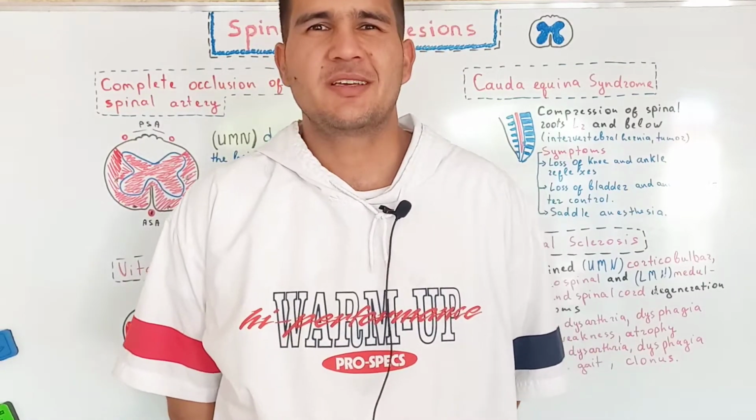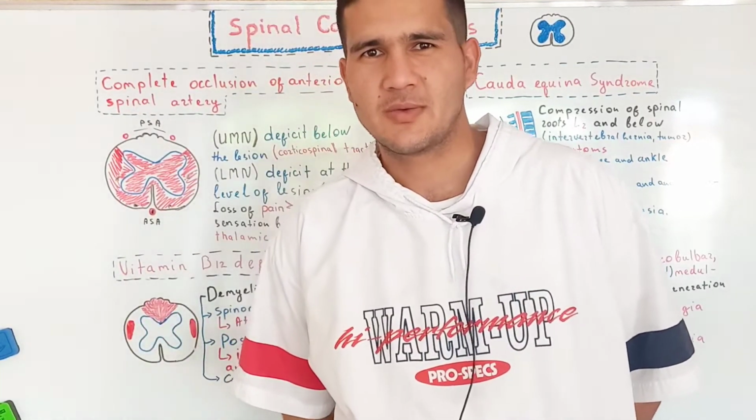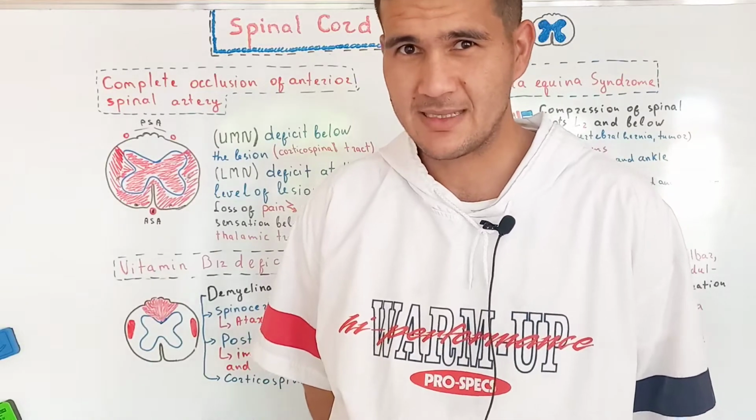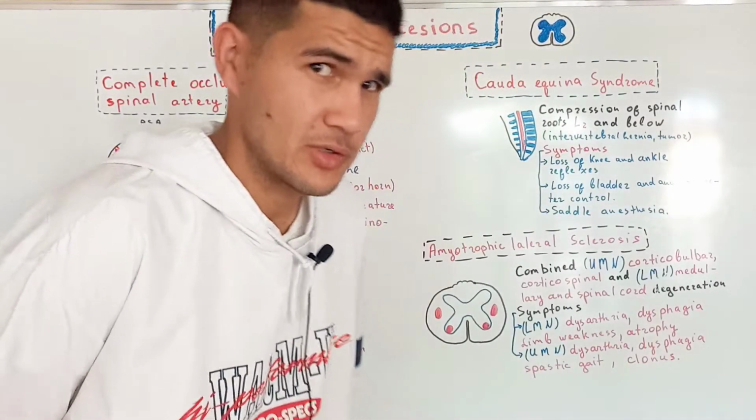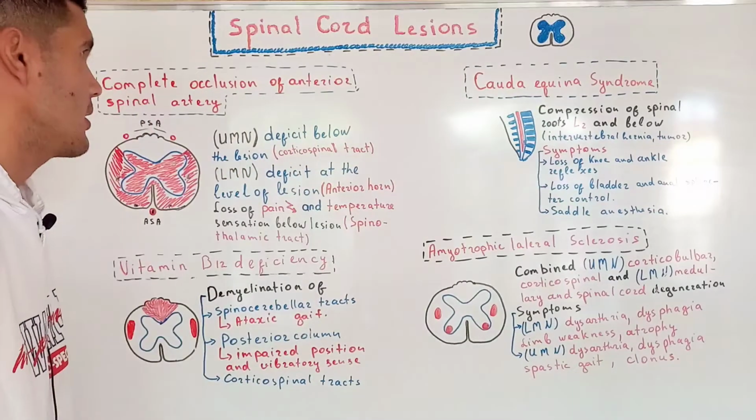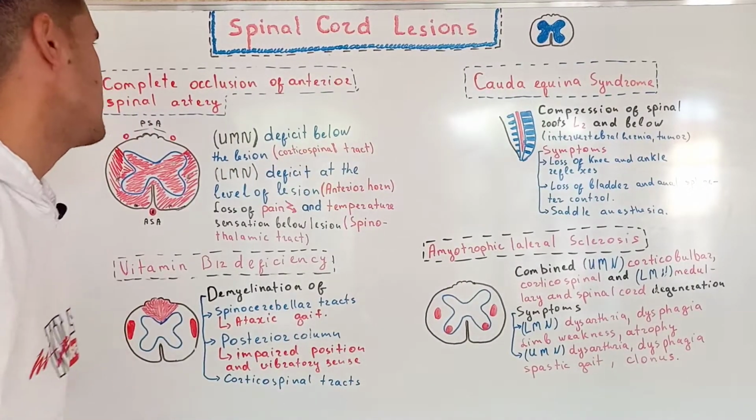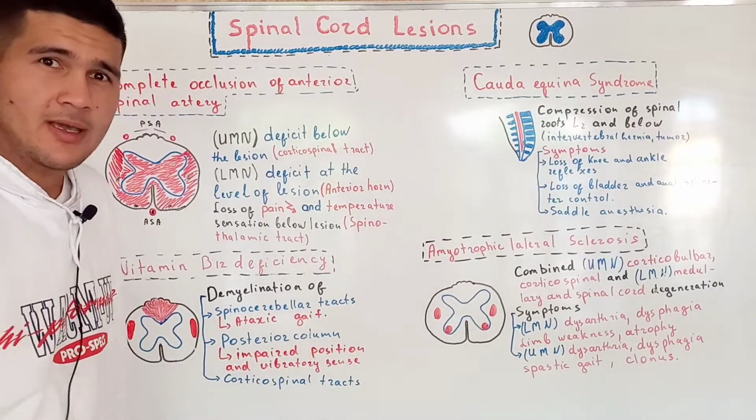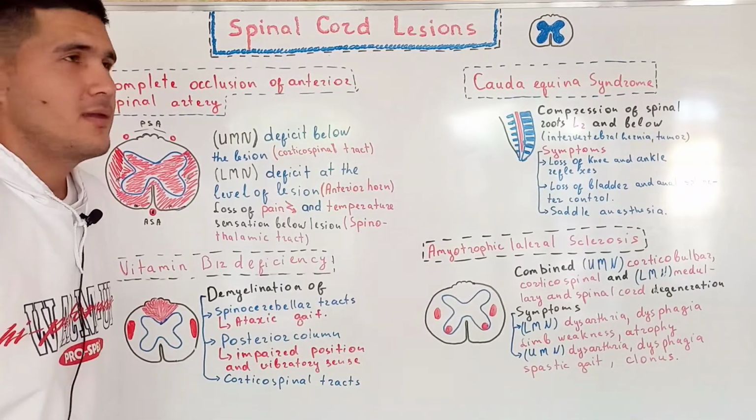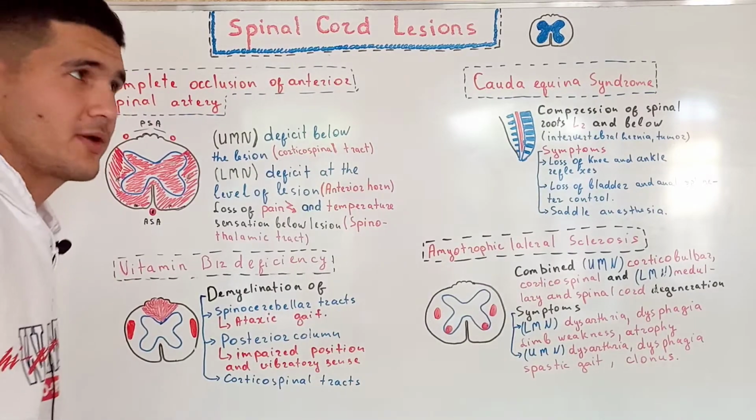Assalamualaikum everyone. Today you will get information about spinal cord lesions. That's the second part of our topic that relates to spinal cord lesions. First of all, I am going to provide information about some complications caused by blood supply defects in the spinal cord.